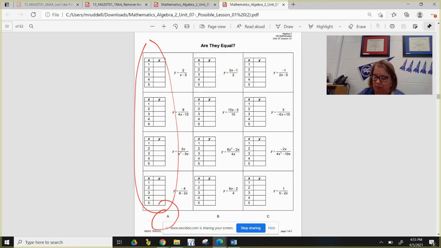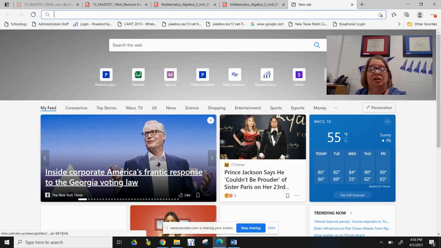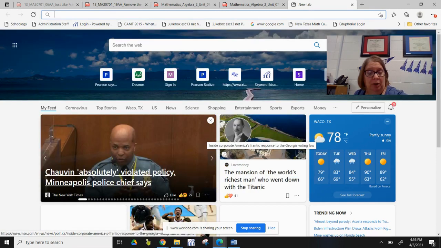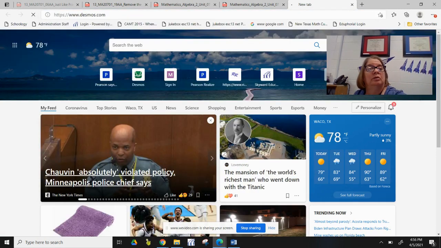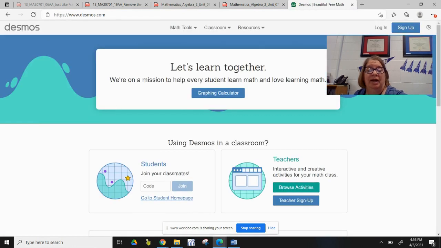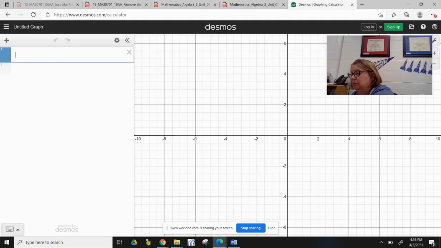So if you'll use Desmos to type in this equation and look at your table, you remember how to do that? Let's see. For some reason, I'm in Edge today instead of Chrome, and I don't know why, but beautiful free math. Okay, for that one, I just lost my paper.